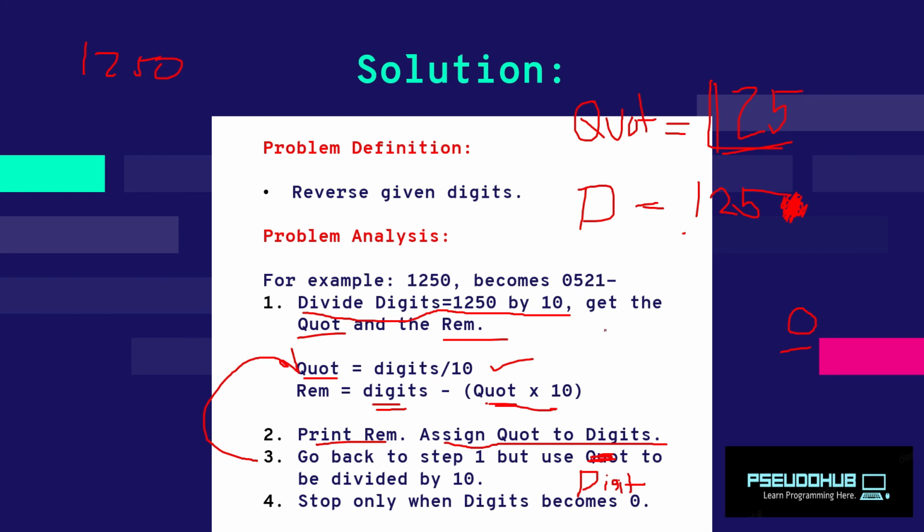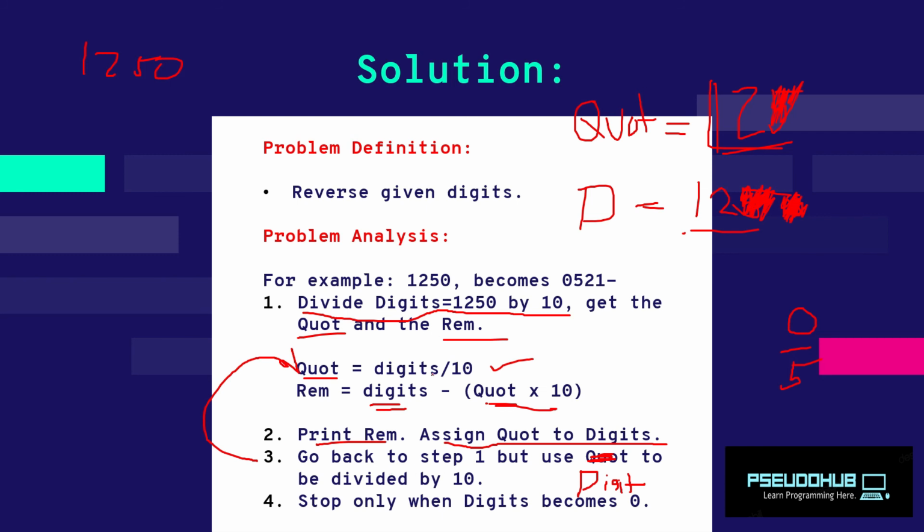So digit divided by 10. What is our digit now? It's just 125, so divided by 10, that equals 12. So the value of quote changes, it becomes 12. Okay? So quote is 12 times 10, that equals 120. So 125 minus 120 equals 5. So print the remainder. So that's 0, 5. That's 5 now. Assign quotient to digits. So the value of quote and digit become the same. It becomes 12. And then, go back to step 1.